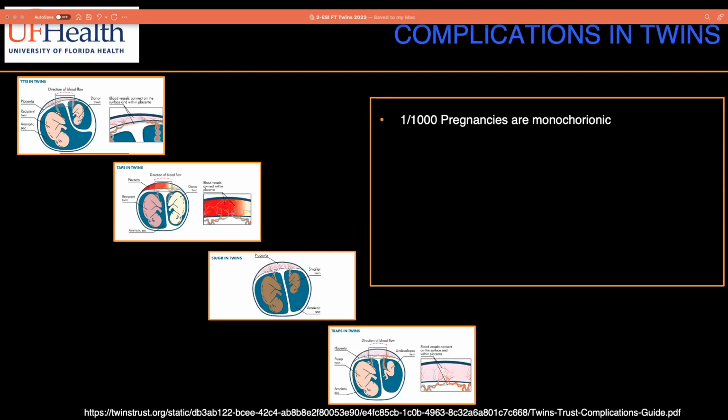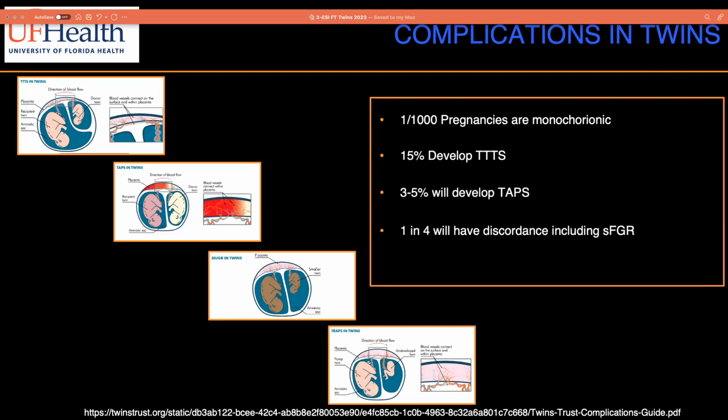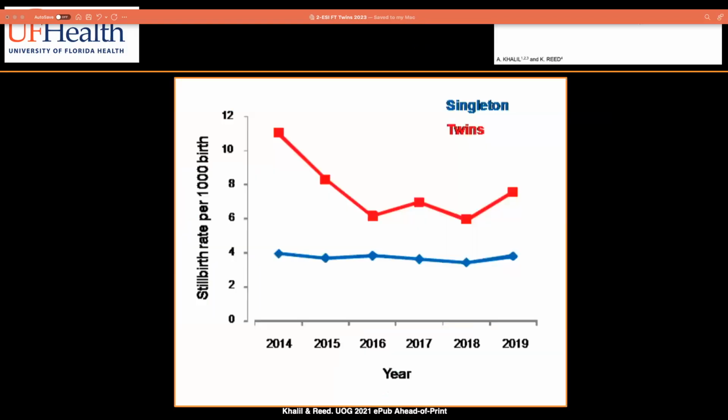And some of the complications in twins to keep in mind, 1 in 1,000 are monochorionic of all pregnancies. Of those, 15% will develop TTTS, 3 to 5% will develop TAPS, and 1 in 4 will have discordance, including selective fetal growth restriction. 1% will be monoamniotic and at risk for cord entanglement.